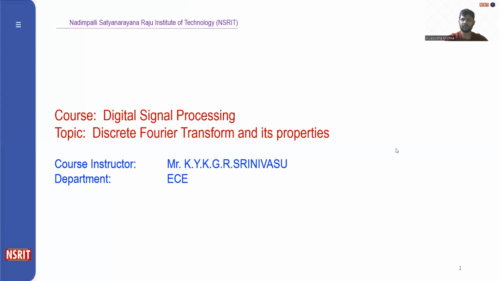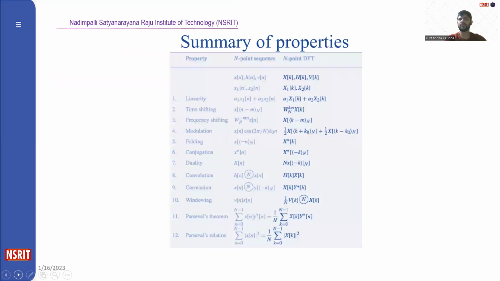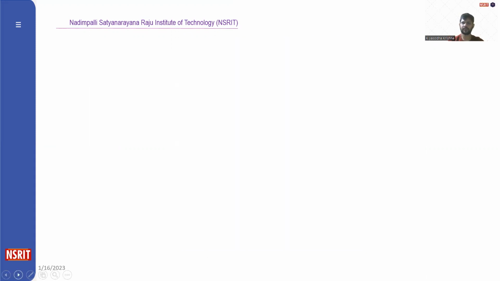At the end of the session you will be able to learn what properties we have and how we can solve with them. Already we learned the DFT concept, and this is the summary of properties we have: linearity, time shifting, frequency shifting, and modulation. We covered some of these in the previous session.